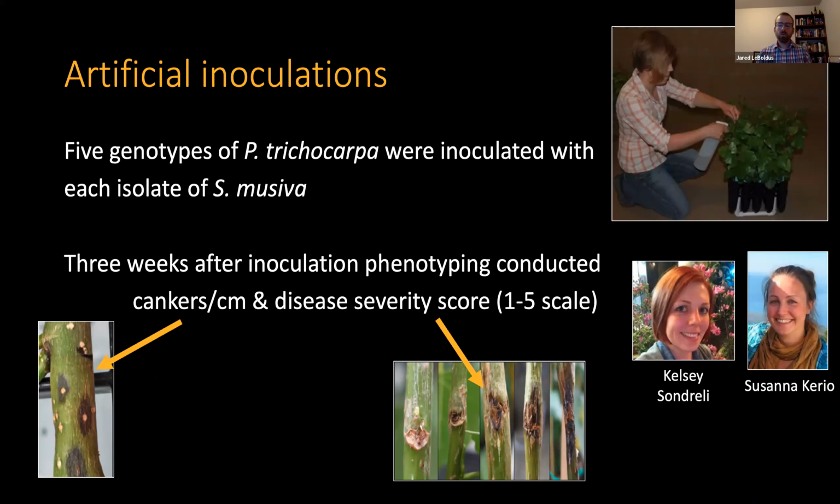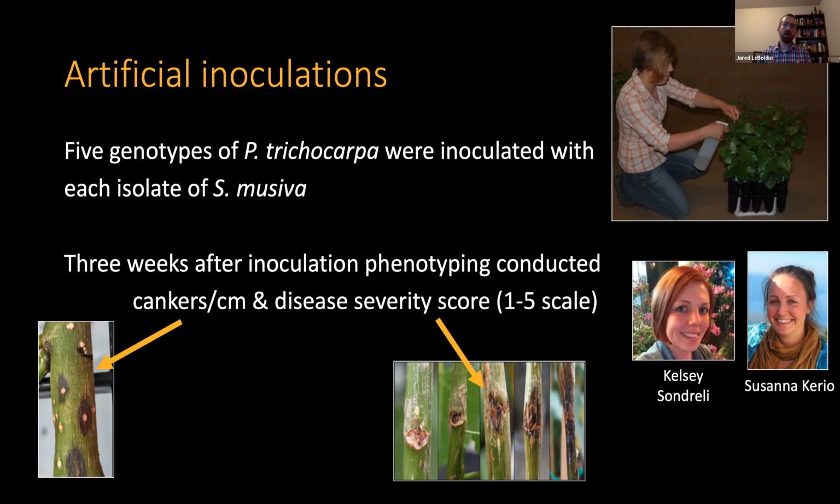Okay, so whenever you have a genomics analysis, the question always comes up: you might see these differences in these populations, but what does that really translate to in terms of disease? Do we see differences in terms of phenotypes that are caused by this pathogen?